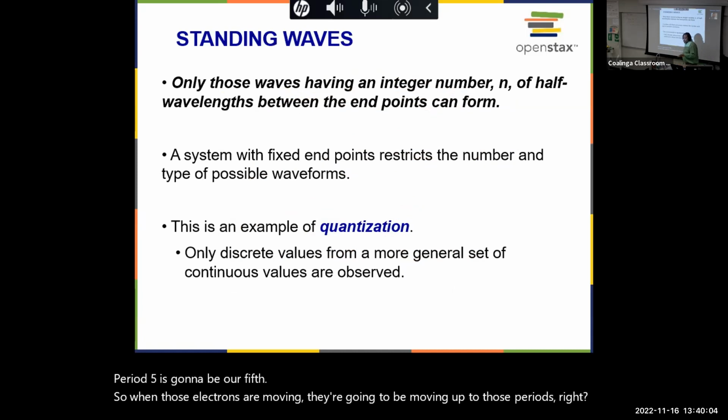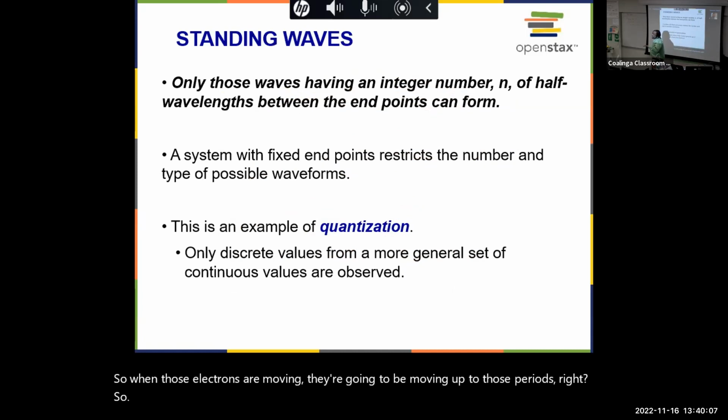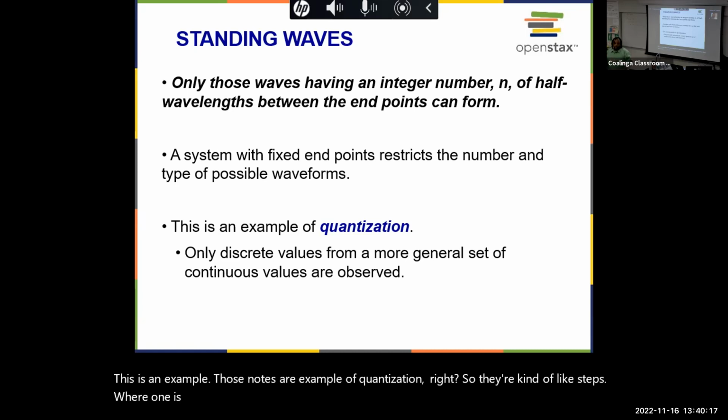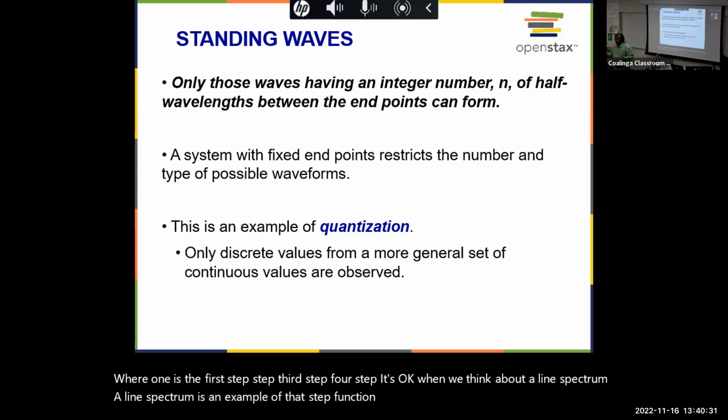So this is an example. Those nodes are an example of quantization, right? They're kind of like steps, where 1 is the first step, second step, third step, fourth step, fifth step. When we think about a line spectrum, it's an example of that step function, right? Where a continuous spectrum, did you guys see this in class yet?